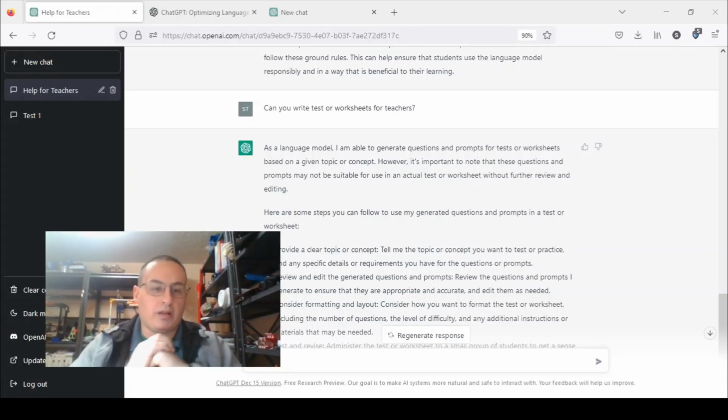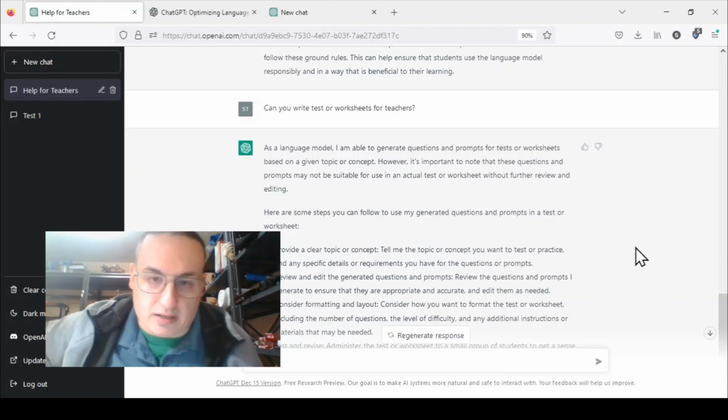So I played around with ChatGPT last night, and I asked it a really important question that a teacher would want. Can it write tests or worksheets? As it turns out, it can generate questions based on a given topic or concept, and you do have to provide some guidance to that. I'll show you some examples next.